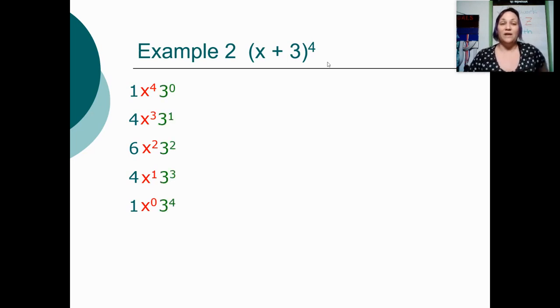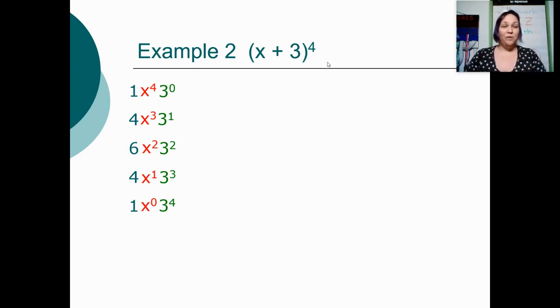Now, because we have numbers in this problem and not just two variables, we do need to do a little bit more math, a little bit more calculating before finding our final answer. So I'm going to do one term at a time, simplify it as much as possible. And once I've simplified all my terms, I'm going to write it as one long adding problem.